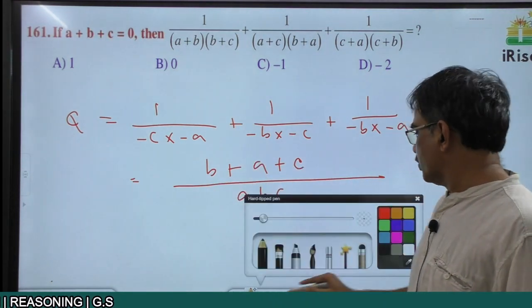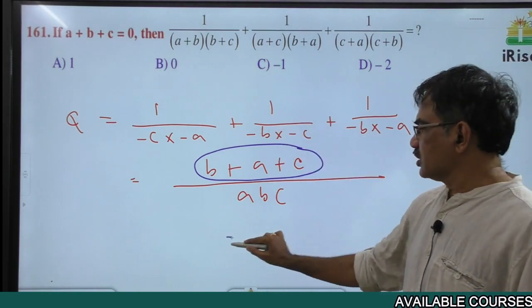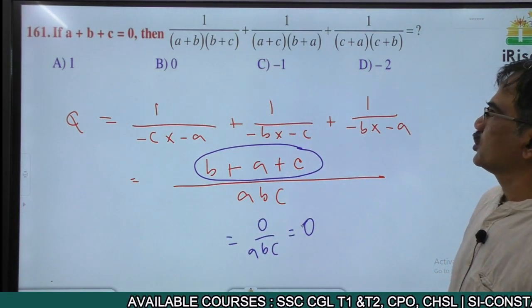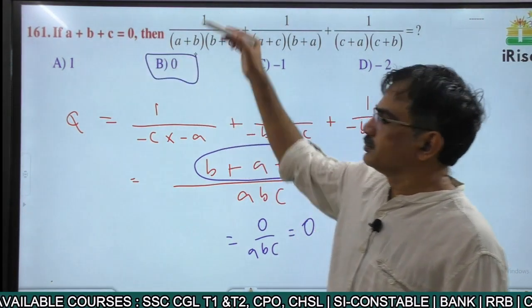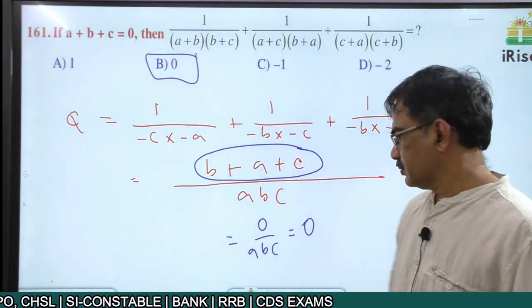But what is a plus b plus c here? 0. So the answer is 0 by abc. The answer is 0 for this question.